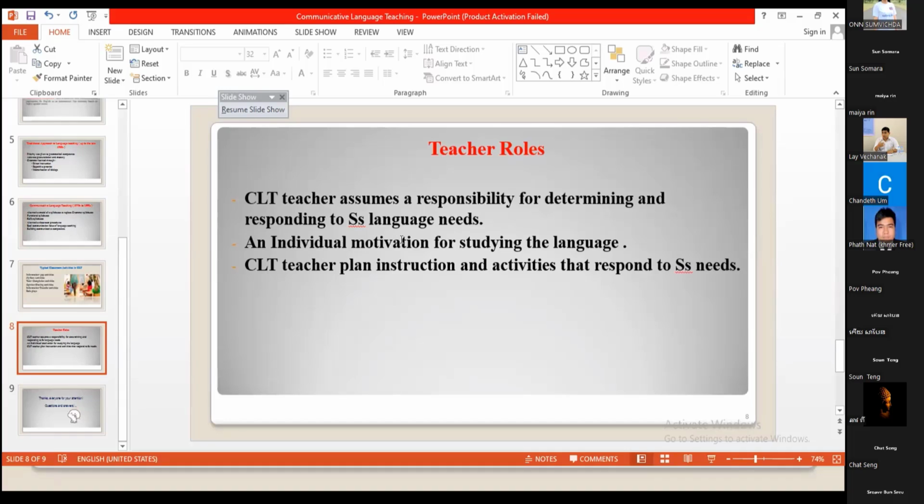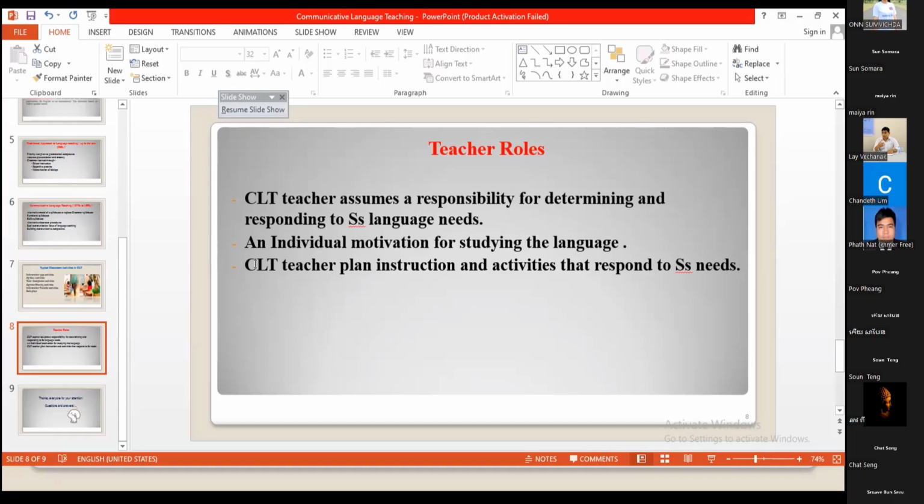And individual motivation for studying the language. The teacher in CLT can also motivate students as individuals. You come closer to them and motivate them to try to speak English or communicate with their friends. For example, if one student is shy, go near him, try to speak with him day by day, so they can produce communication with their friends or with the teacher.